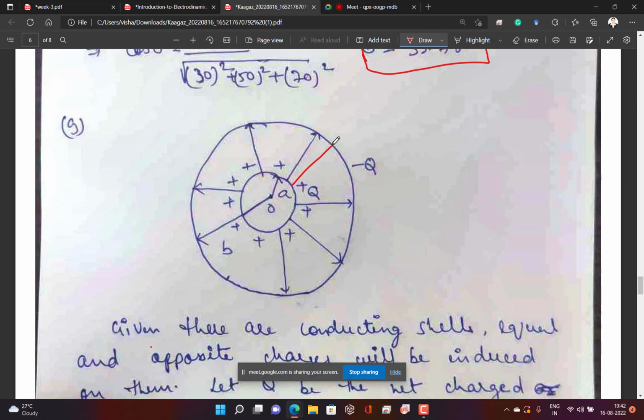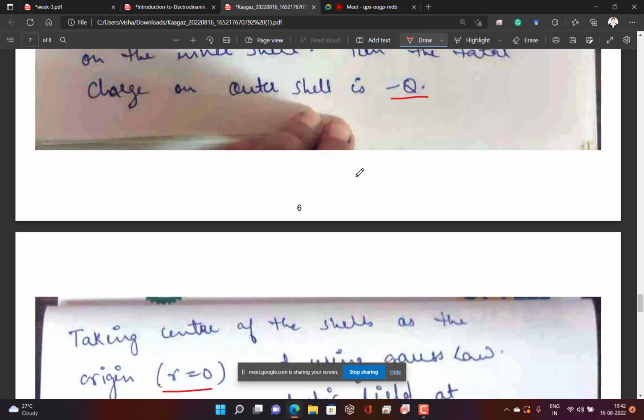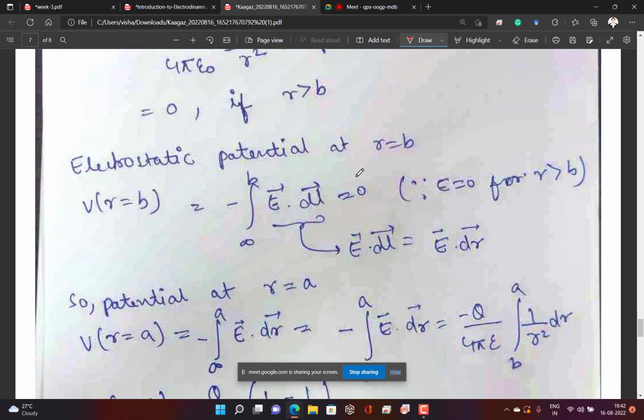Yeah, the arrows I have already made. Let's go and see the electrostatic potential.